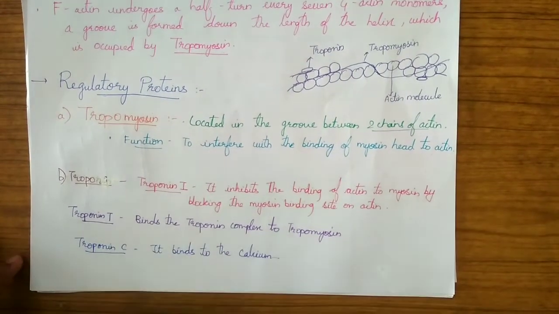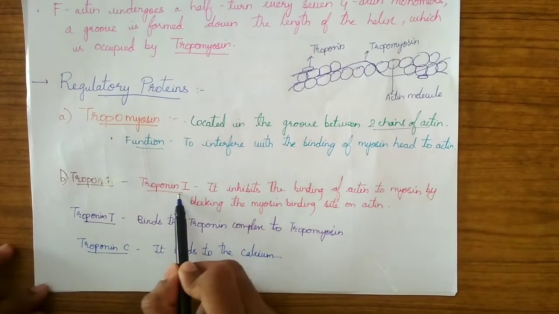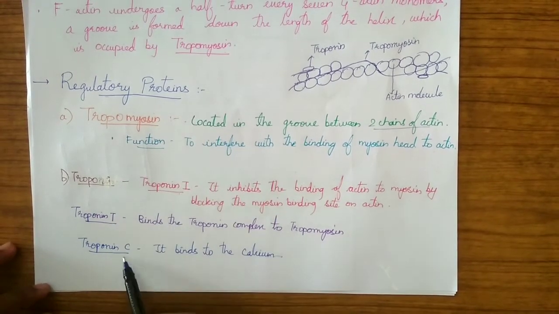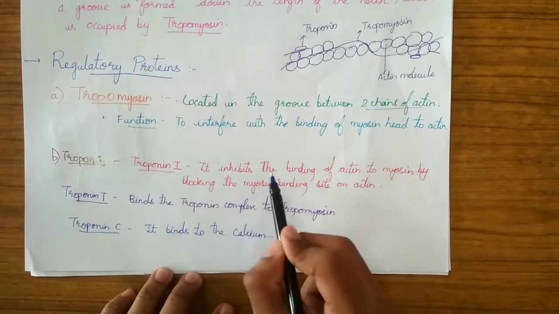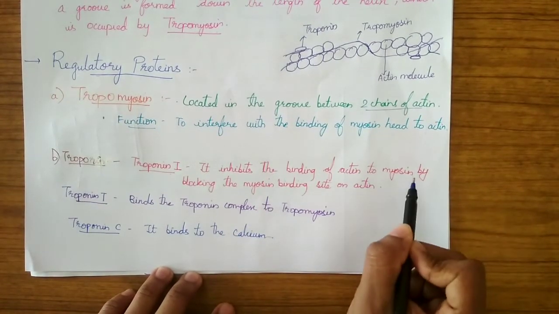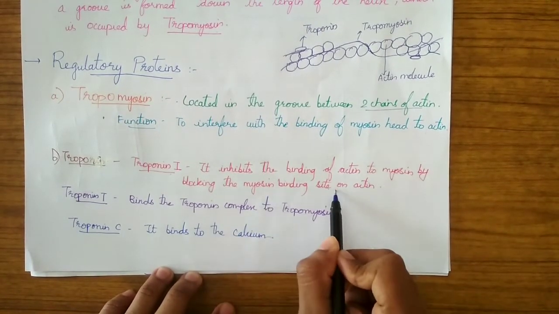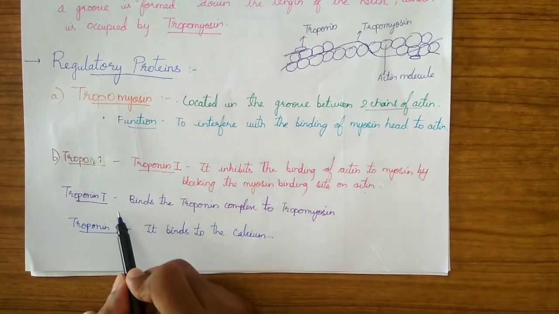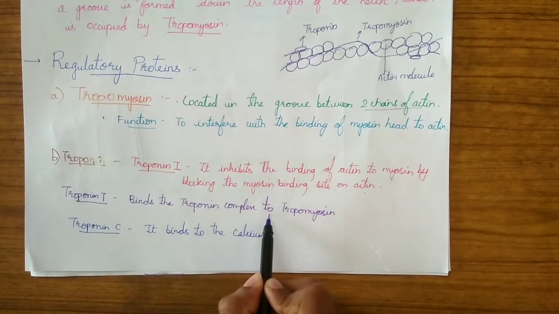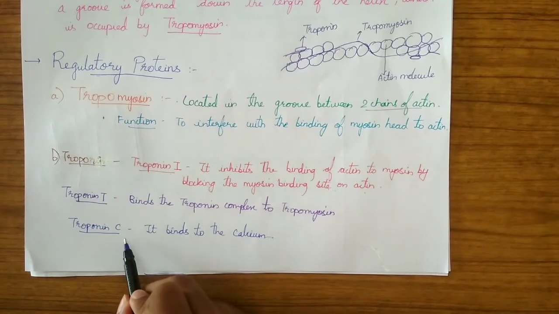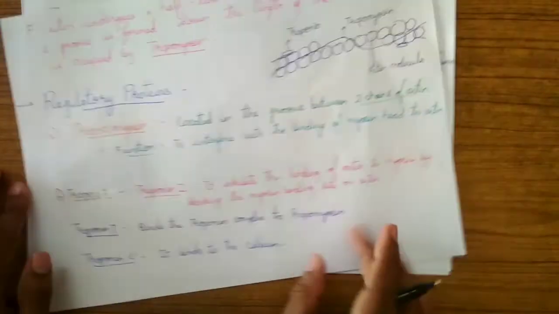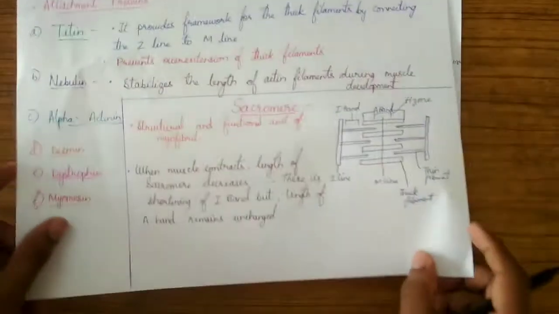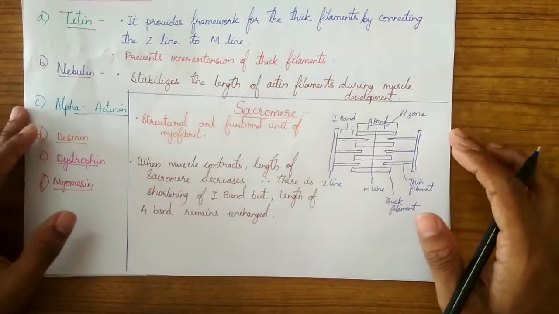The next one is troponin. Troponin is again divided into troponin I, troponin T and troponin C. It inhibits the binding of actin. Troponin I inhibits the binding of actin to myosin by blocking the myosin binding site on actin. Troponin T binds the troponin complex to the tropomyosin. Troponin C binds the troponin molecule to calcium. You might have already read this topic in your 12th standard, so it's just like a revision for you.